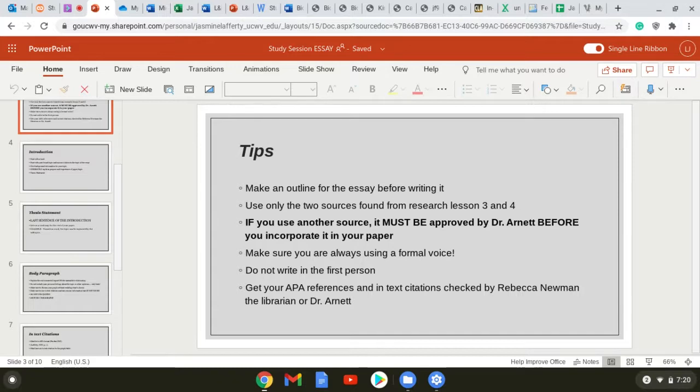Okay? Always use a formal voice and do not write in the first person. These 2 go together. It is informal to write in the first person. So I, me, we, you, those should not go in a research paper. Okay? Always use a formal voice. If you would not say it in a formal presentation, do not write it in a formal paper.